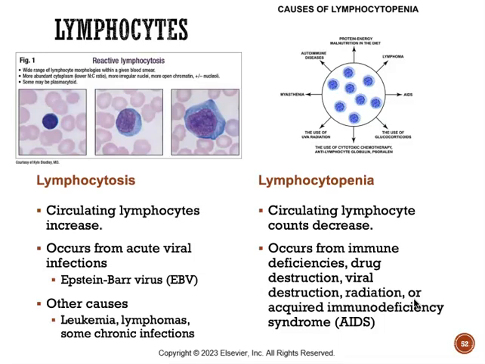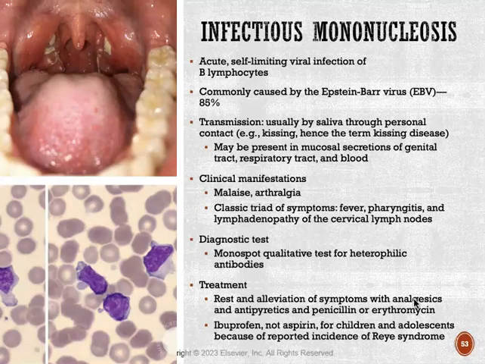On the other side of things, if we have lymphocytopenia, then we're going to see a decrease in our lymphocyte count, and that can result from immune deficiencies, drug destruction, viral infections, radiation, or conditions like AIDS. And a low lymphocyte count is going to weaken our immune system, and that leaves our patients vulnerable to infections once again. So like I said, we'll talk about infectious mononucleosis, which is also known as mono.